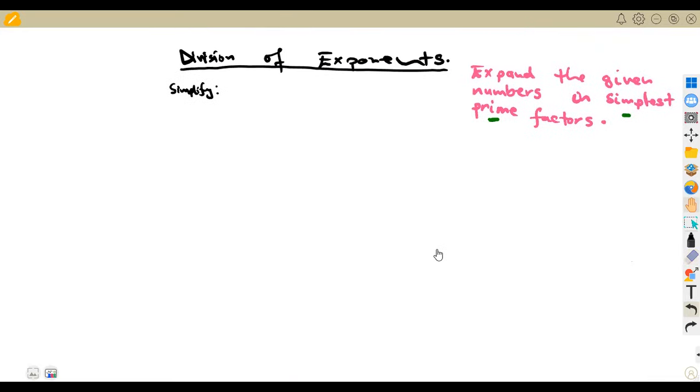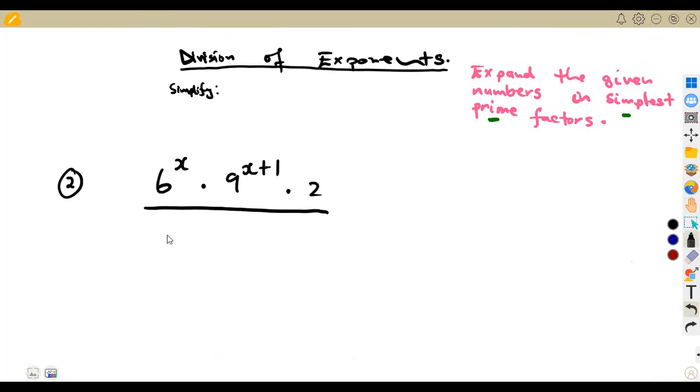All right, let's see this one here. Another question. Let's say we are given 6 to the exponent of x times 9 to the exponent of x plus 1 times a 2, like this. Everything over 27 to the exponent of x plus 1 times 2 to the exponent of x minus 1. Let's say this is what we're given. So under this simplification, what can we do from this one?